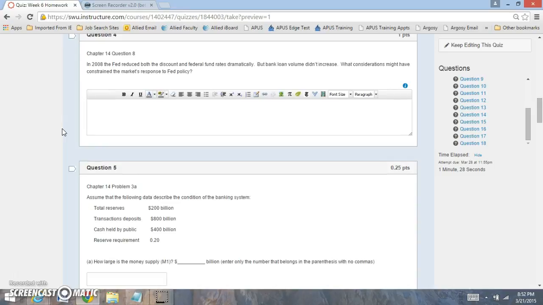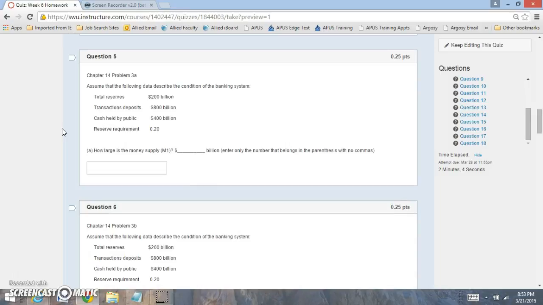Question 4. In 2008, the Fed reduced both the discount and federal funds rate dramatically, but bank volume did not really increase. What considerations might have constrained the market's response to the Fed policy? One of the main considerations was a credit freeze, where banks were not lending any money at all. They were not lending money because of many of the restrictions that were applied in the market. So banks were very nervous about lending money. Even though the restrictions were reduced, banks were not willing to lend very much money. And the Fed cannot really directly influence how banks spend their money or lend money.